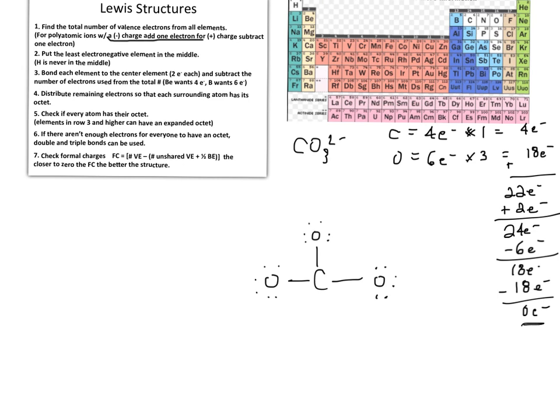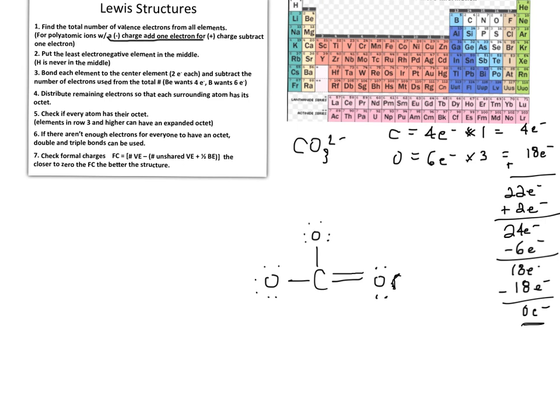Step number 6 indicates that if there aren't enough electrons for everyone to have an octet, then you need to use double or triple bonds. So, in that type of situation, what we will do is remove 2 of the electrons from the exterior. I'm just going to cross them out, okay? And we're going to share them between the carbon and oxygen atom from which we took that pair. So what we've done here is basically shared an extra pair of electrons so that we stayed within the confines of the 24 electron total that we originally had.